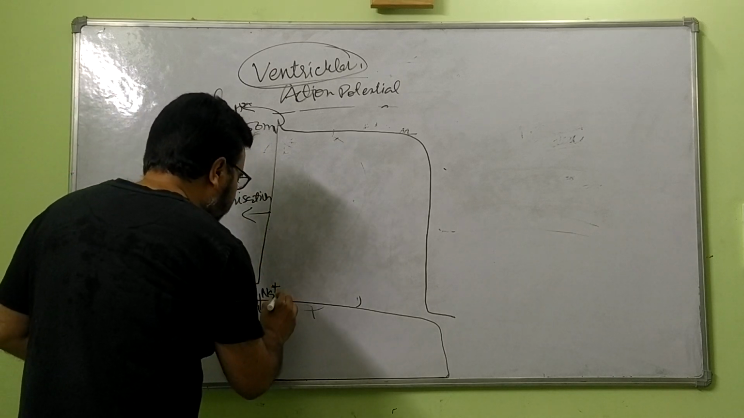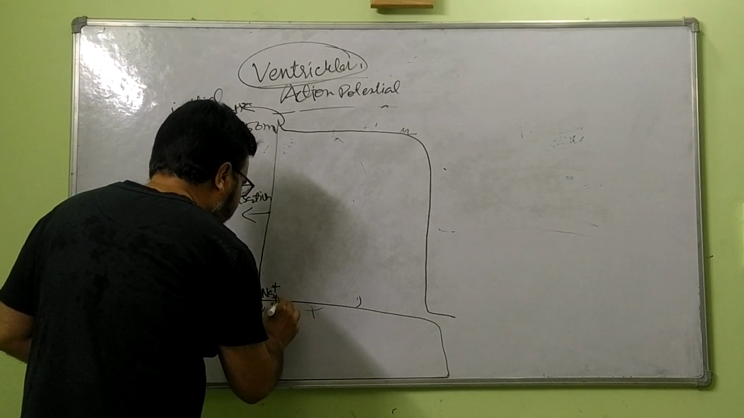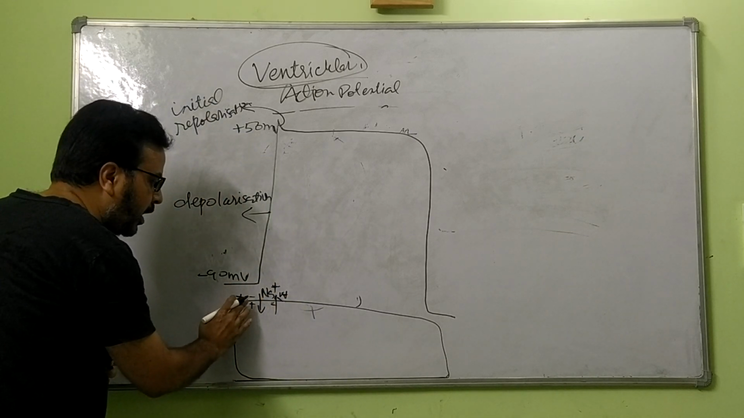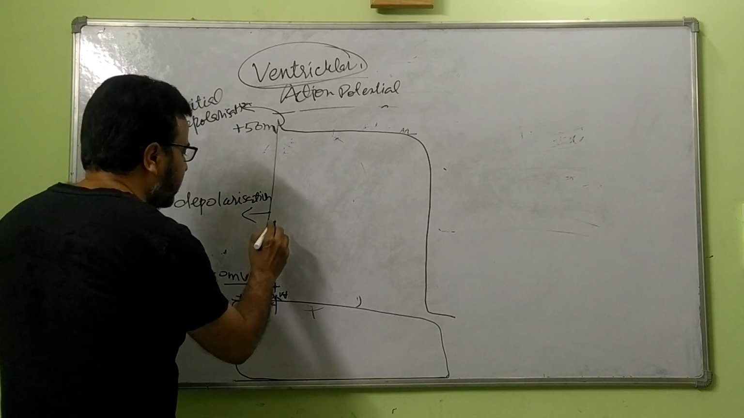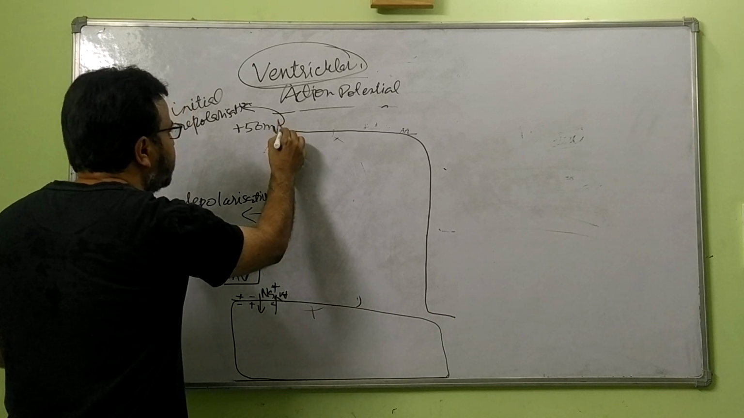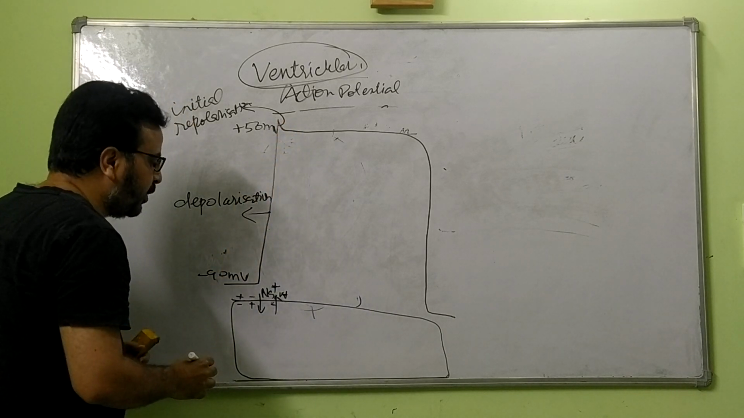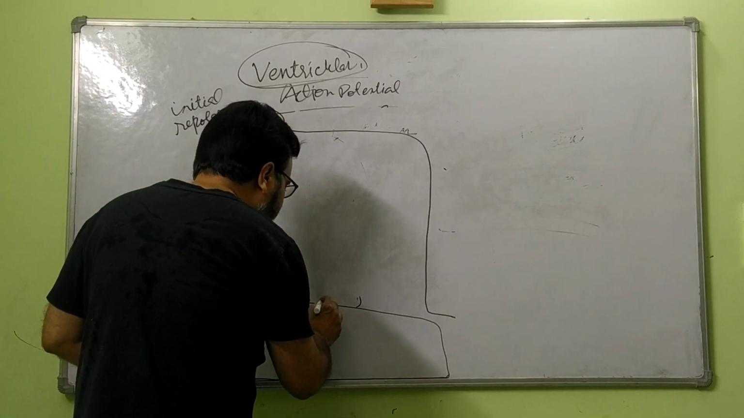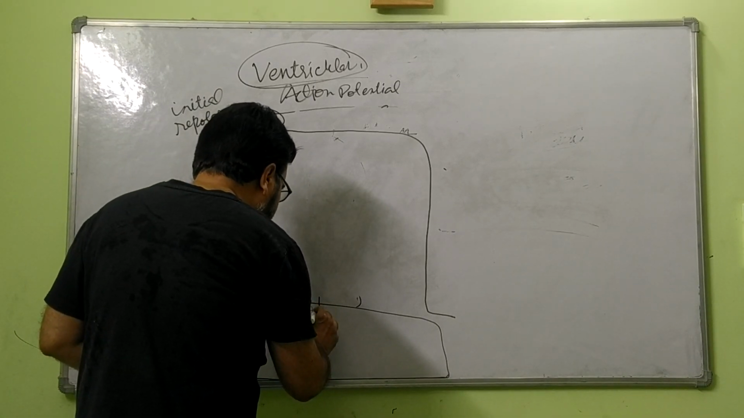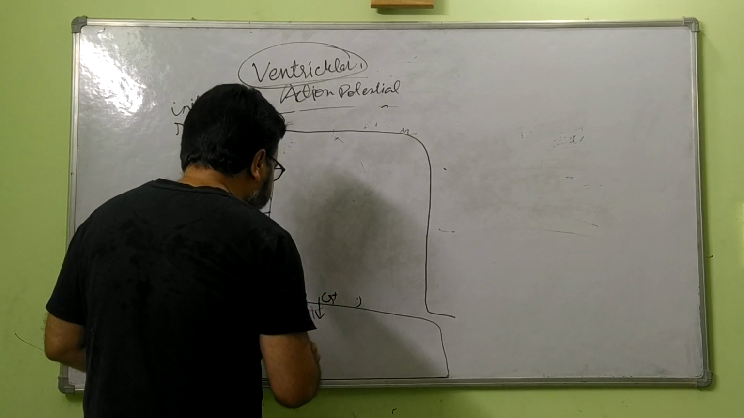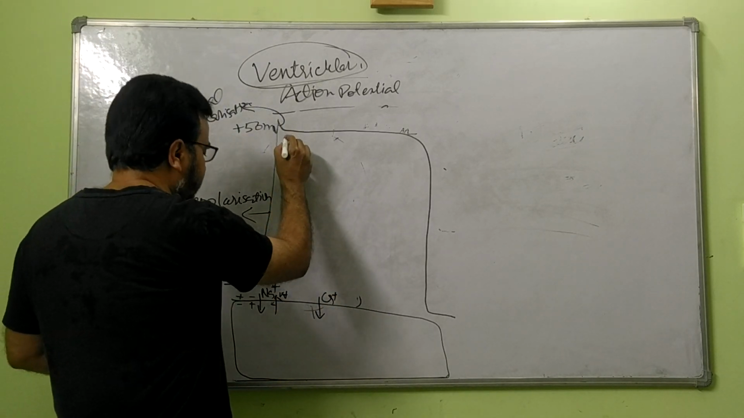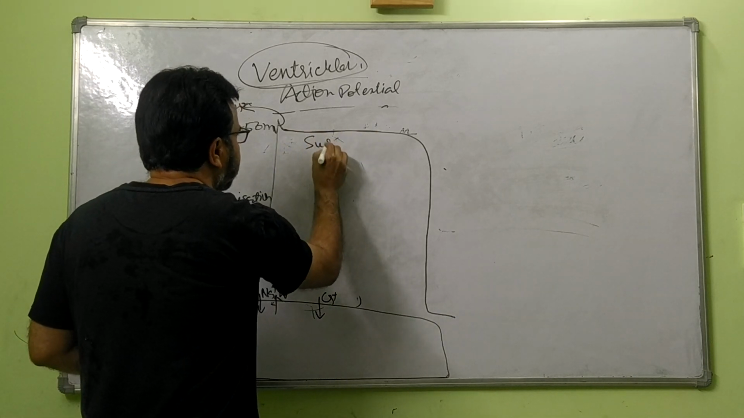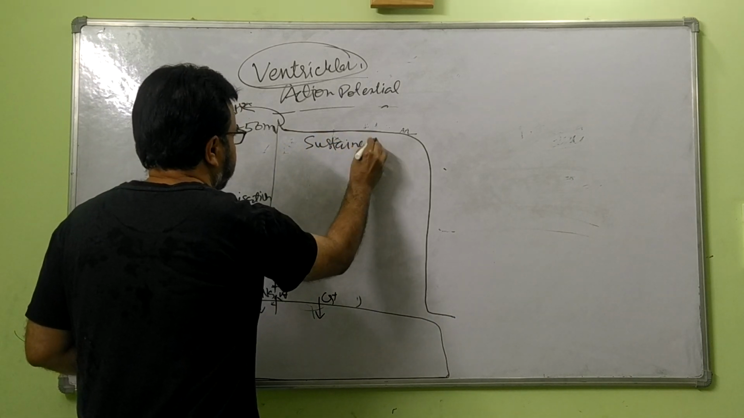And this is due to the potassium exit, as the sodium entry is blocked and there is a potassium exit. So this potassium exit will cause an initial fast repolarization, and then it is balanced through the calcium entry. So this calcium entry will balance the potassium exit and make it a plateau, or sustained repolarization.